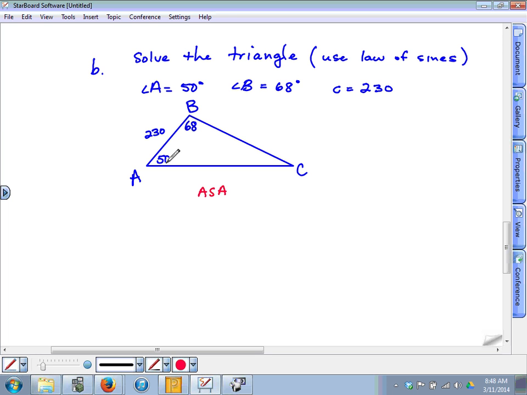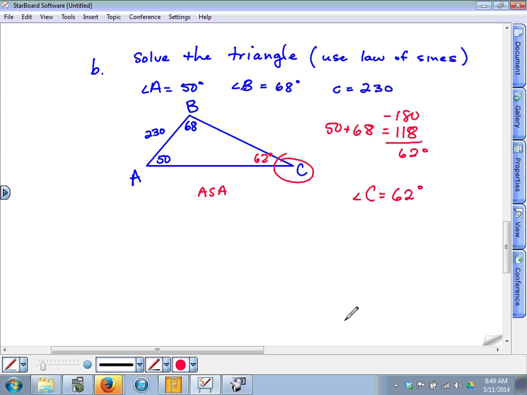In all triangles, the sum of the measures of all the angles is 180 degrees. Before we can even use law of sines, we're going to have to figure out what angle C is here, because the only side we know is side c. We have to know the angle across from it. So if we add 50 plus 68, that's 118. If we subtract that from 180, we get 62. So angle C is 62 degrees.